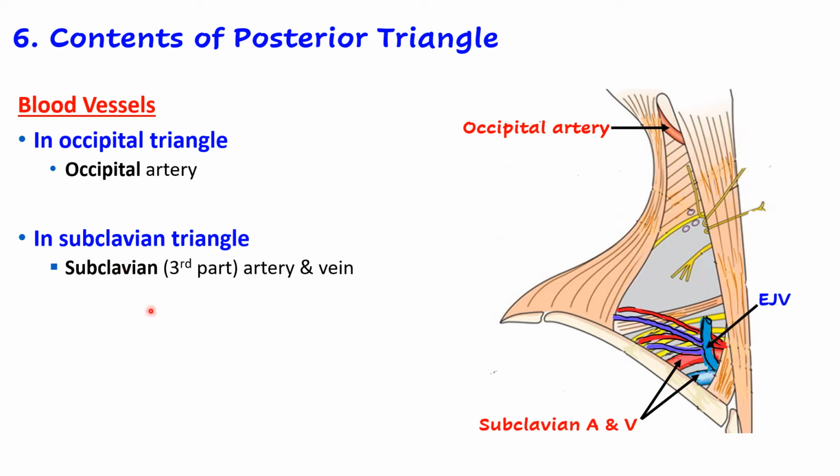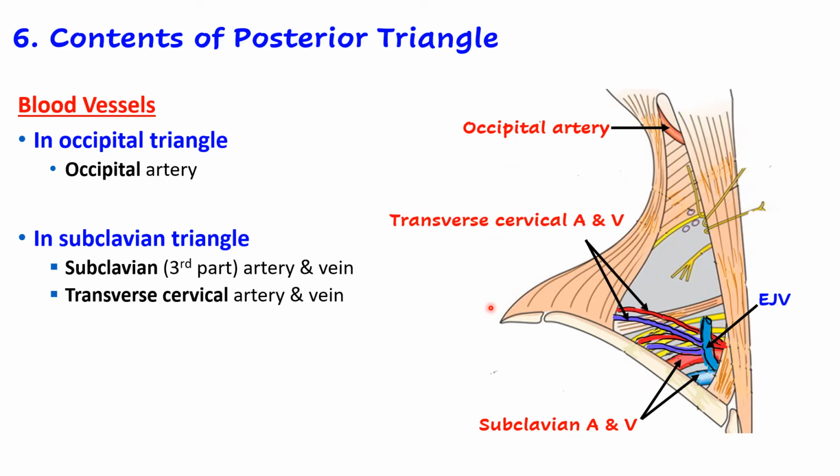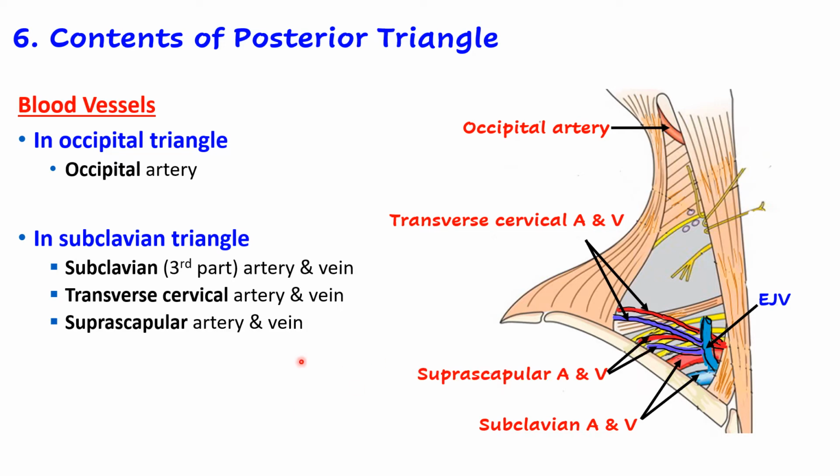Let us see the vessels present in the subclavian triangle. So here we will have, as the name suggests, subclavian artery and subclavian vein. But which parts? The third part, because subclavian artery is divided into three parts. First, second and third, right? So it will be the third part of the subclavian artery which will be lying in the subclavian triangle or posterior triangle, and anterior to that you can see the subclavian vein. Which other blood vessels will we have? We will have transverse cervical artery and vein, right? Running transversely here, going to the scapular region. And then we have the suprascapular artery and vein.